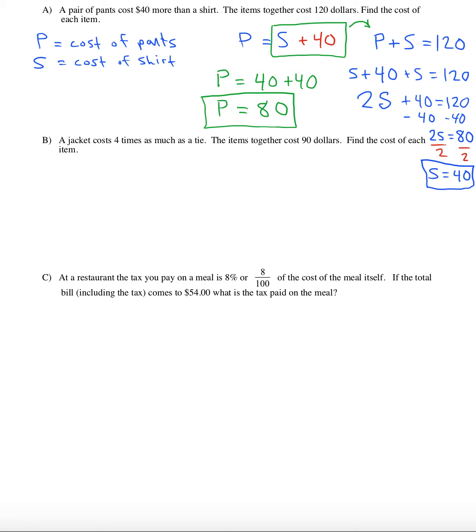That is our solution. Now you can always check your solution by plugging the results back into the original equations. And so, are the pants $40 more than the shirt? Yes, they are. Do the cost of the pants plus the cost of the shirt actually add to $120? Yes, they do. So it checks. Let's try the next one.